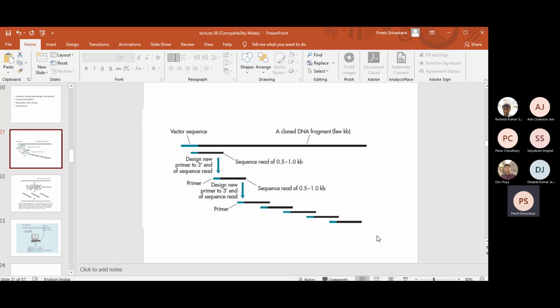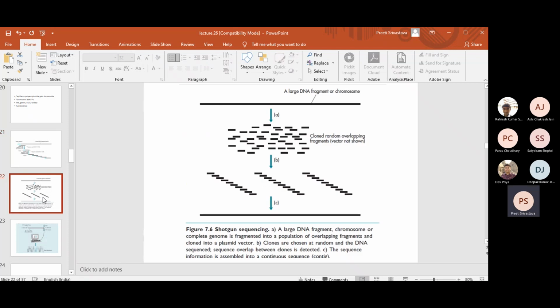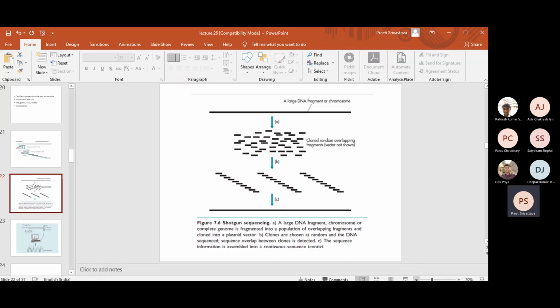So this method is also called genome walking. It is called genome walking because you can walk through the genome by designing primers in a stepwise manner. Followed? Yes, ma'am. This way. Okay.